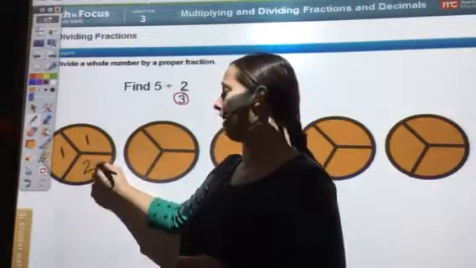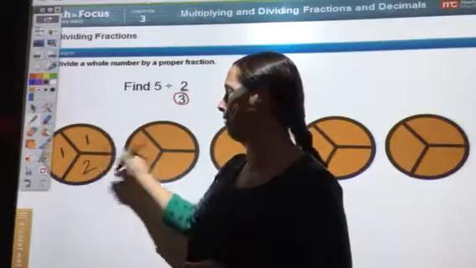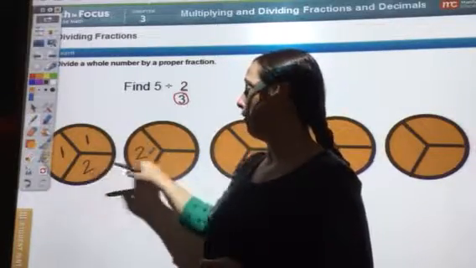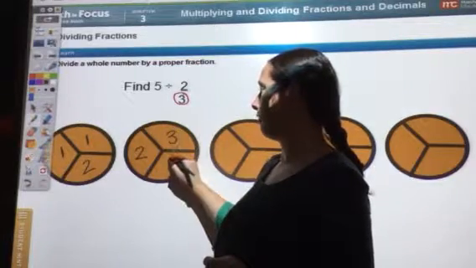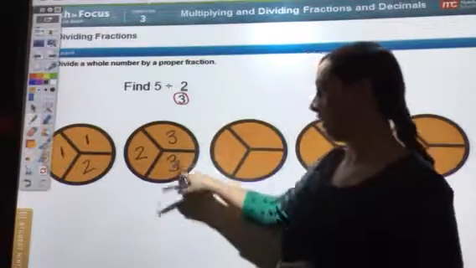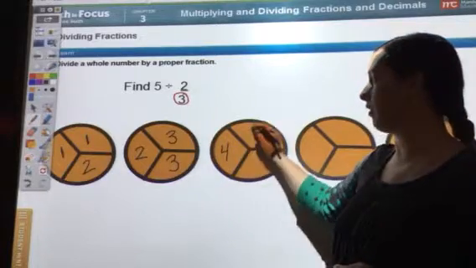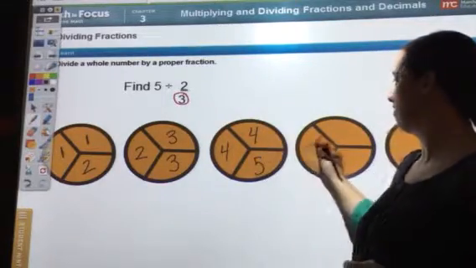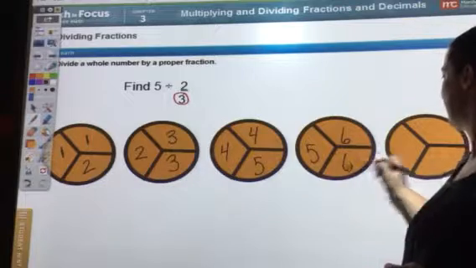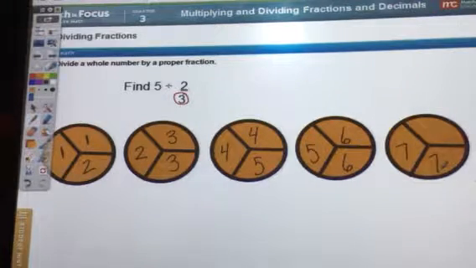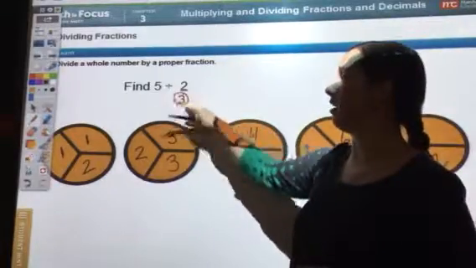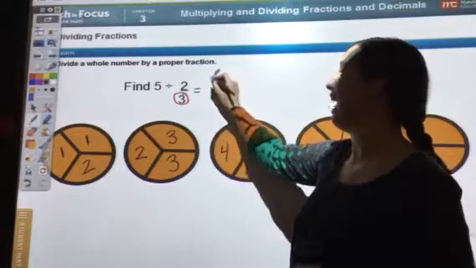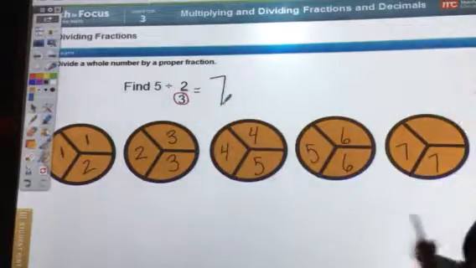This is 1/3. I'm not going to throw away this piece. I'm going to combine it over here with 1/3 from here. Now I can make 2 batches of cookies. 1/3, 2/3. I can make 3 batches. 1/3, 2/3, 4, 5, 6, 7. So I can make, if I have 5 cups of flour and each recipe calls for 2/3 of a cup, I can make 7 whole batches.